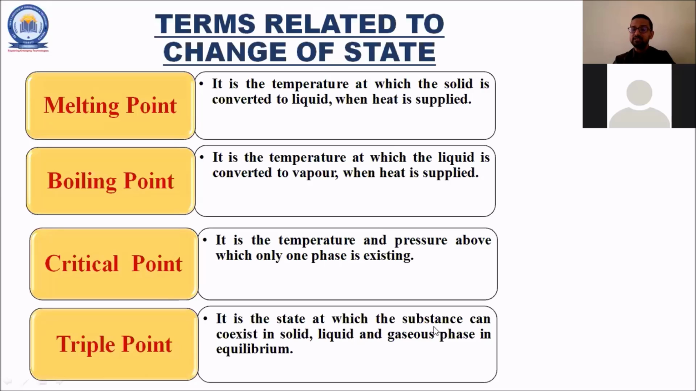It is the state at which the substance can coexist in the solid, liquid and gaseous phase, and all these three phases exist in equilibrium conditions. Hence, this particular point is known as the triple point, because at this point all the three phases of the substance exist in equilibrium states. I hope you are getting the points which I am trying to deliver to you.